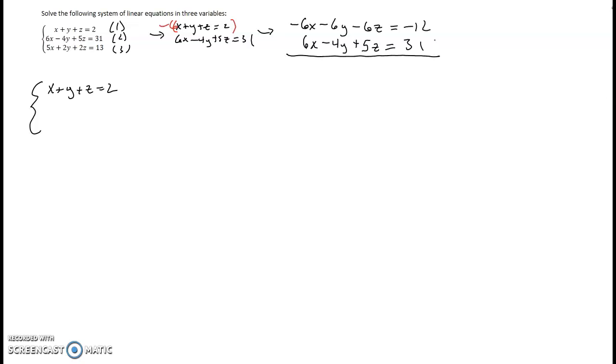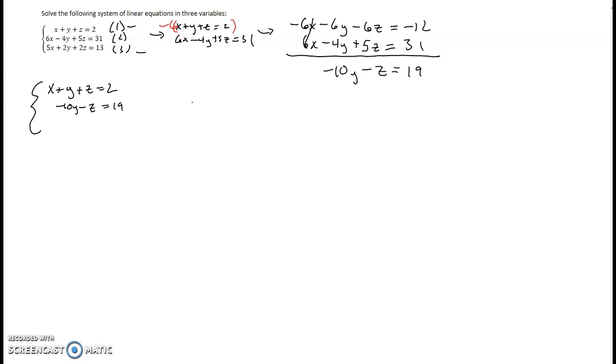And now we're going to set this up just like an elimination process. Our 6x's are going to cancel. -6y minus 4y is -10y. -6z plus 5z is -1z. And then -12 plus 31 is a positive 19. And this is going to be our new equation that we're going to put in this next system. So we're going to have -10y minus z equals 19.